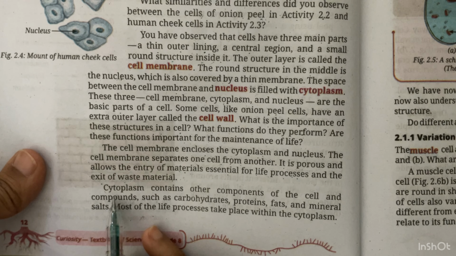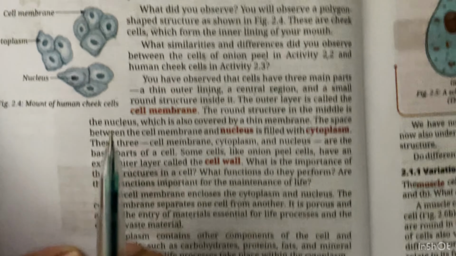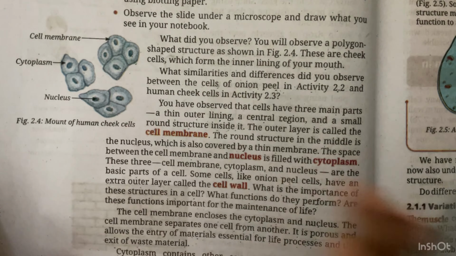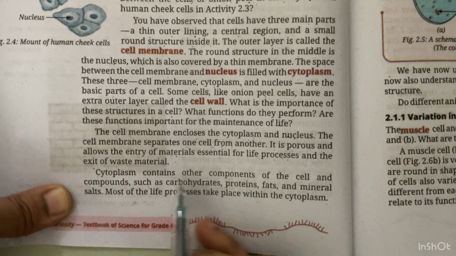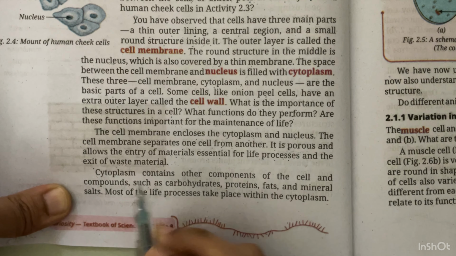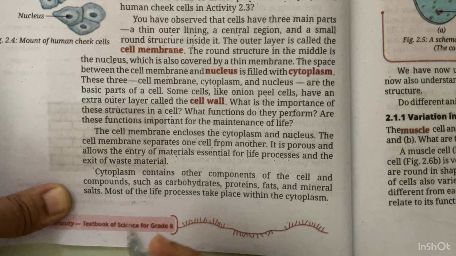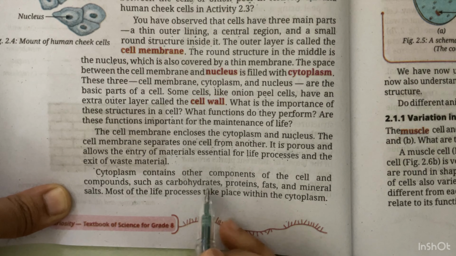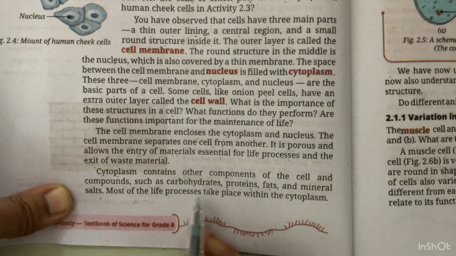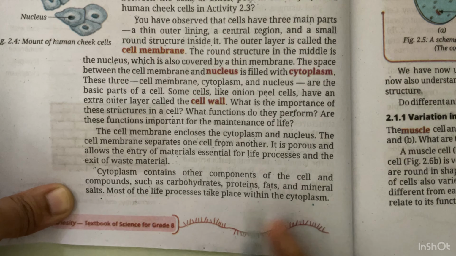Next comes the cytoplasm. The cytoplasm is present in the cell between the nucleus and the membrane. The cytoplasm contains other components of the cell, whatever is required for the cell. The compounds present in the cytoplasm are carbohydrates, proteins, fats and mineral salts. Most of the life processes take place within the cytoplasm. It's very important. This is the function of the cytoplasm.